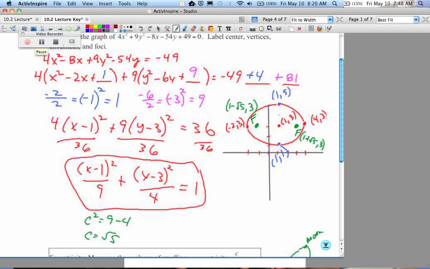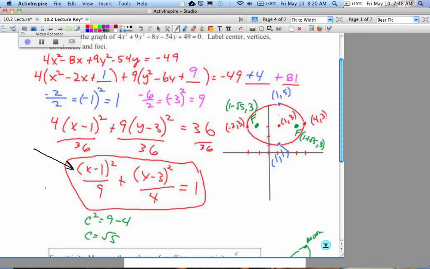So here's where I left you. We had this equation, 9 underneath, 4. So that means we're going left and right 3, up and down 2. My center was at 1, 3, so I put my center in at 1, 3. Then all the rest of the dots are built off the center. So go to the left 3 and the right 3. You should have -2, 3 and 4, 3. Up and down, I've got the co-vertices labeled 1, 5 and 1, 1.